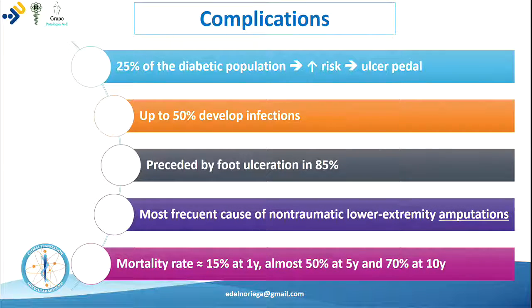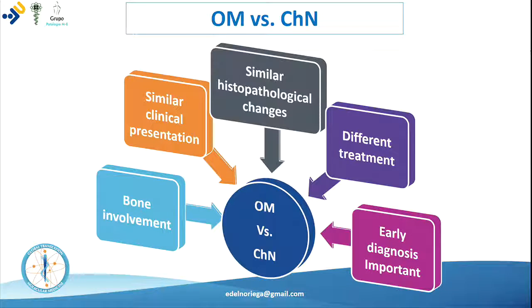25% of the diabetic population has a high risk of suffering pedal ulcers, up to 50% develop infection, and 85% of them are preceded by foot ulceration. So foot ulceration is the most frequent cause of non-traumatic lower extremity amputation, with a mortality rate around 15% at 1 year, up to 70% at 10 years.